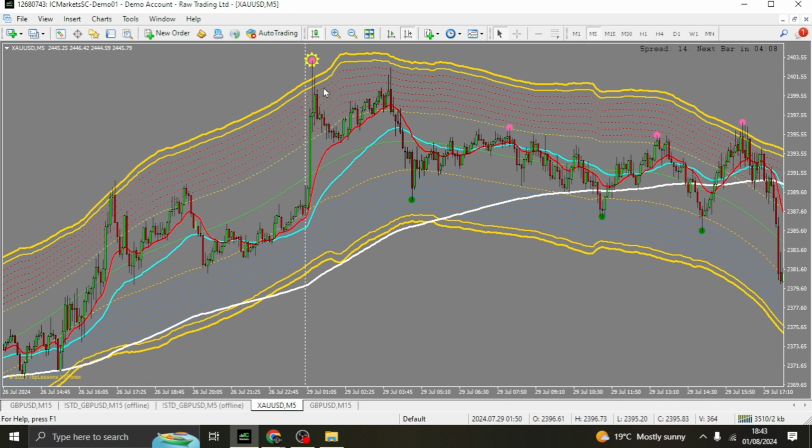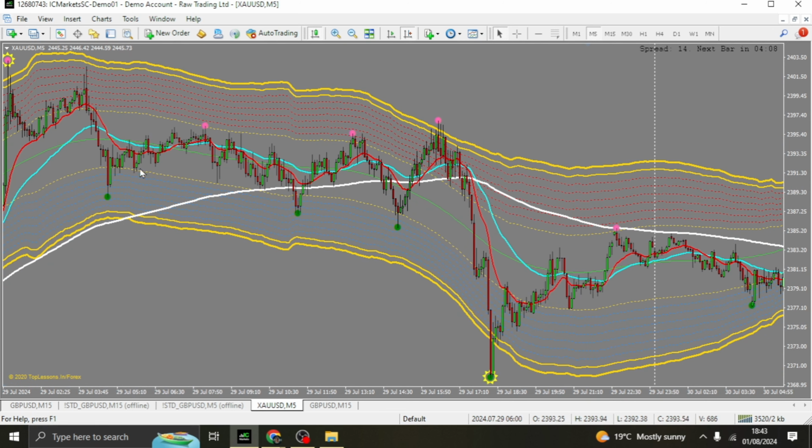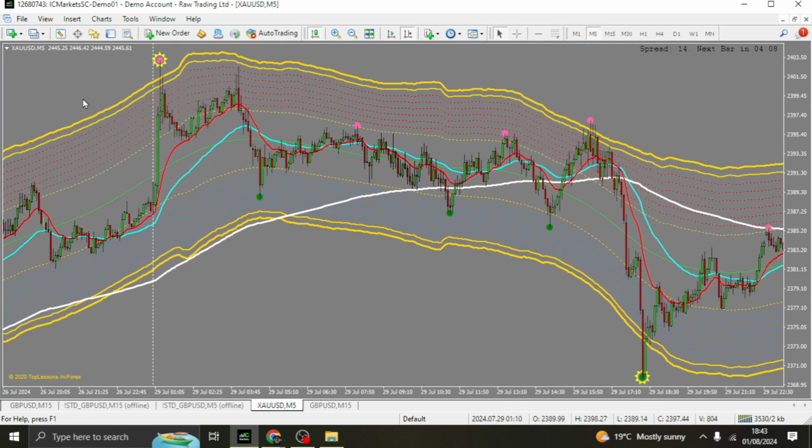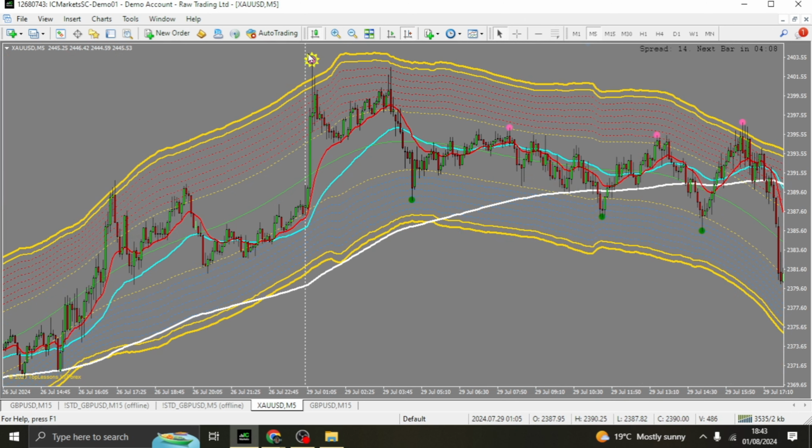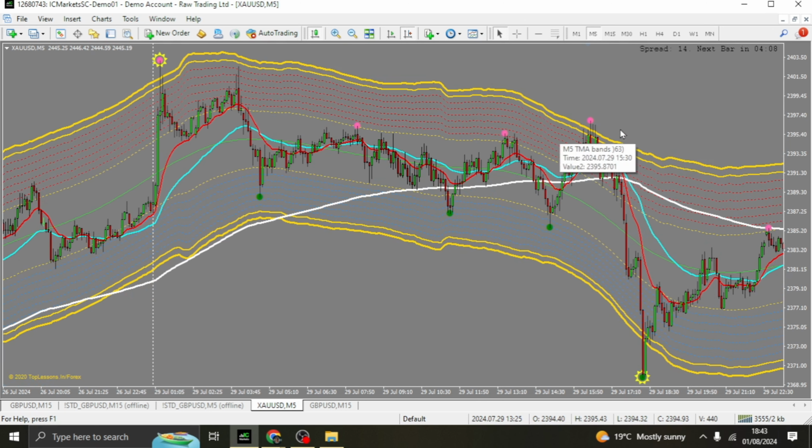So here it is, this one is the high, then it created a low, then a lower high, lower low, lower high, lower low. Then this one was a, what do we call it, a Turtle Soup. You can also use this indicator with the TDI.